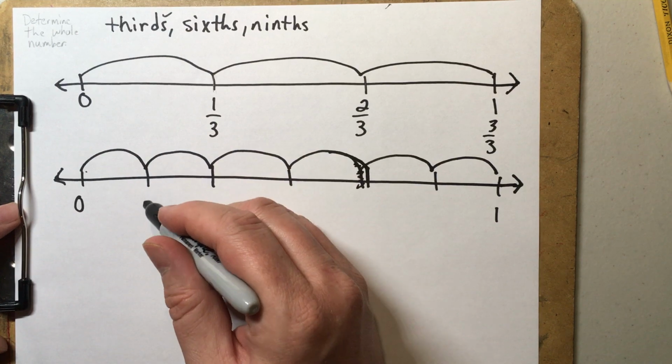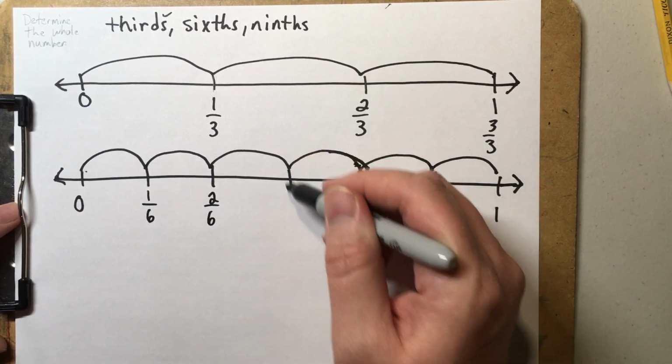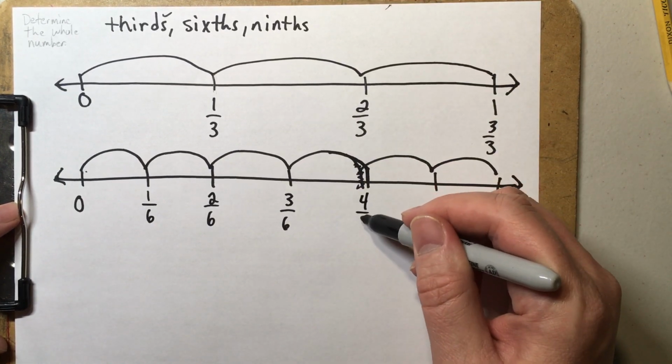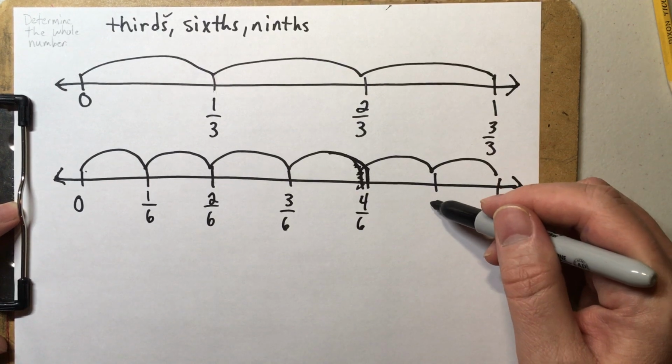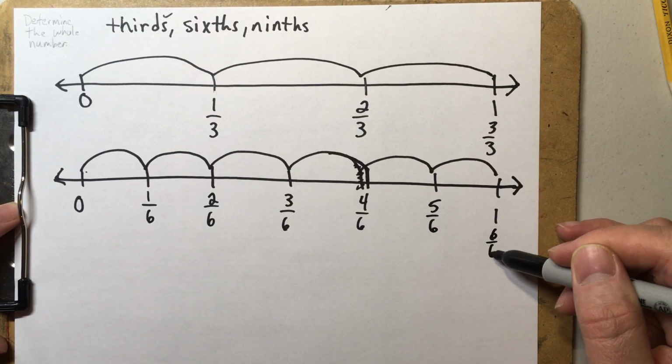Okay, so I have 6 equal parts, right? 1/6, 2/6, 3/6, 4/6. Can't compare that one. 5/6, 6/6 equals 1. Okay?